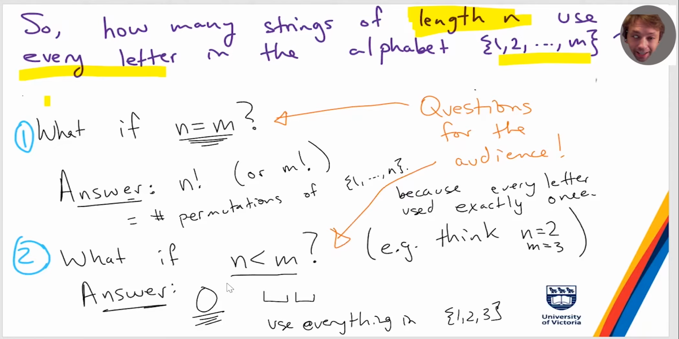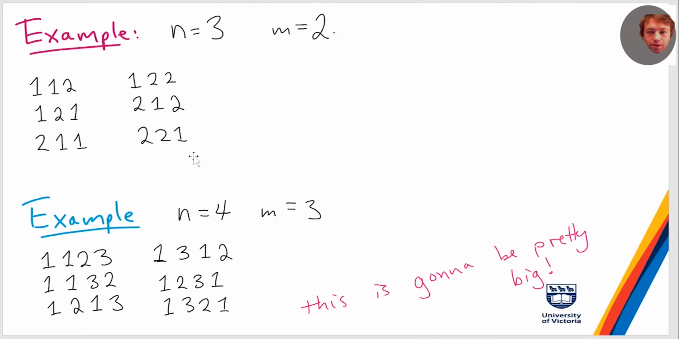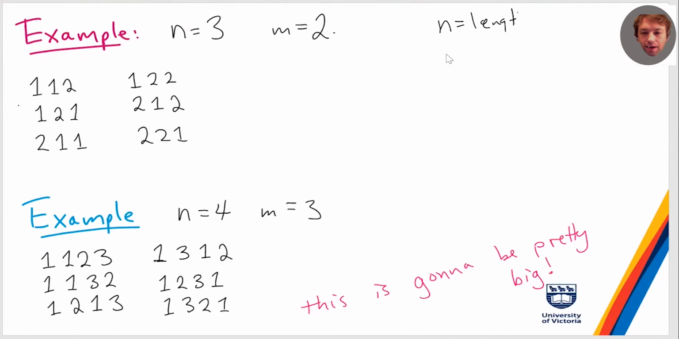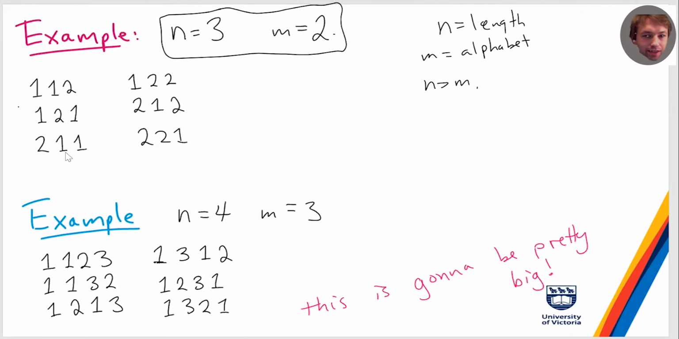Okay, so the interesting case now is when n is bigger than m. So here we've got n, which is the length, right? m is the alphabet size, and n is bigger than m. If you play with some examples, a basic interesting example is just n equals 3 and m equals 2. If you play with that, you can see that the answer is 6. So I don't know.